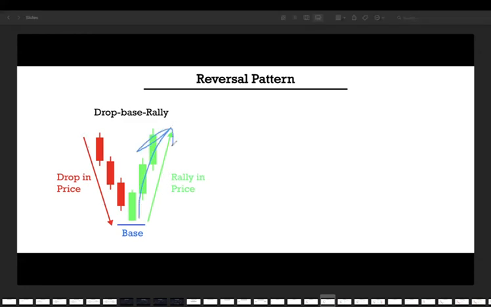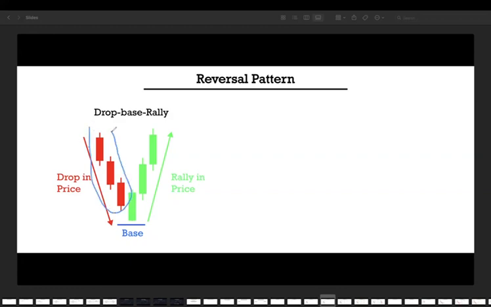Rally is another word for rise. You could say drop base rise, but no one says that. Everyone says drop base rally. But understand that rally is equal to rising. But what is the base? Look, the base is the zone of candlesticks, or just one candlestick, that is causing a rally after the drop, or causing a reversal movement after the main movement.